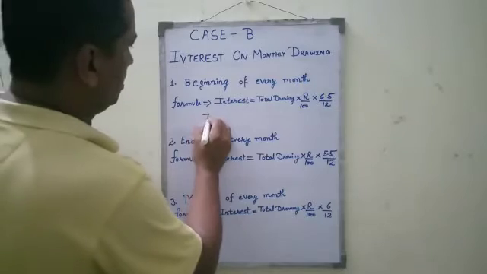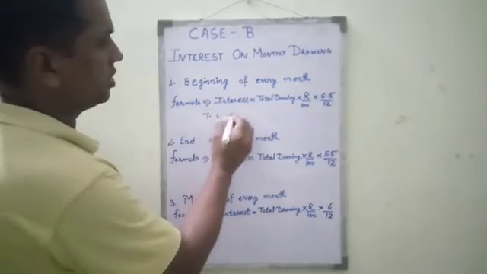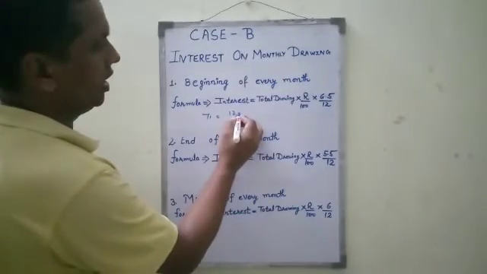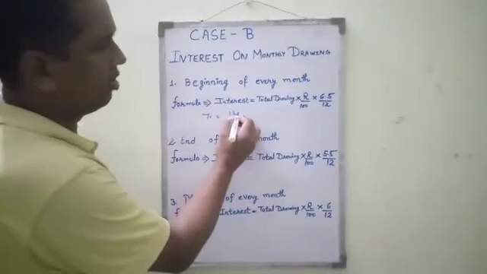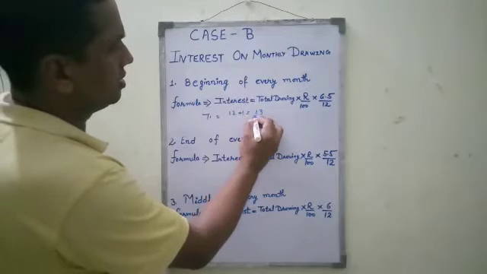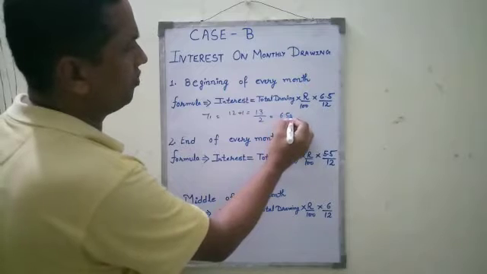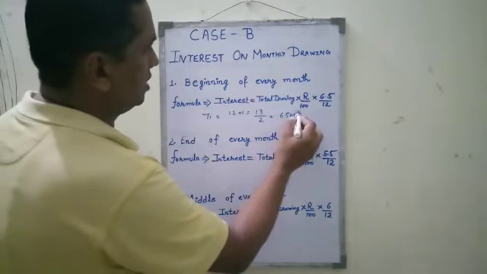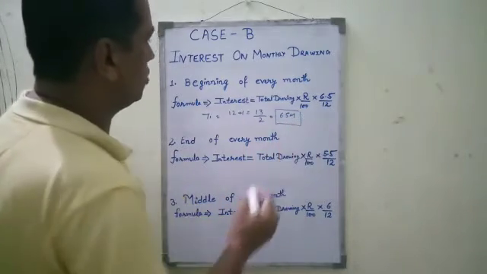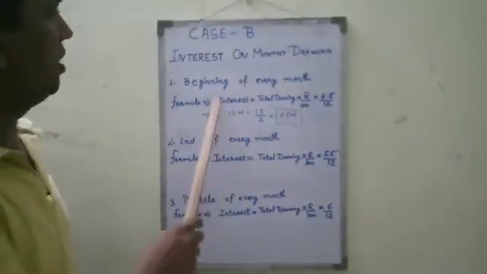So the time is equal to, this is the beginning of the month. It means the total is 12 months. And when the amount is withdrawn at the beginning of the month, 1 month is added and the total is 13. This 13 is divided by 2. So the time is 6.5 months. This is the way to calculate the time when the amount is withdrawn at the beginning of every month.